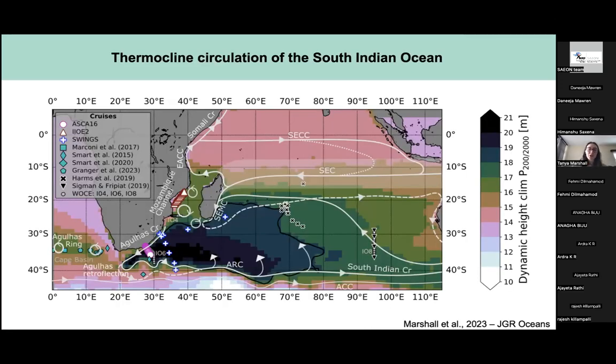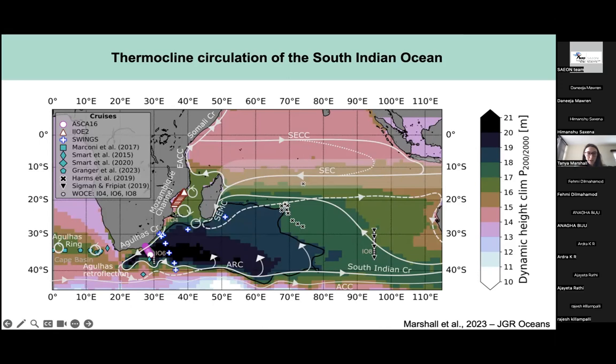This is a map showing thermocline circulation for the South Indian Ocean, where the white arrows show circulation pathways. By thermocline, I mean about the 200-meter depth level. The map color is the dynamic height climatology, indicating circulation of the thermocline, where the darker blue colors in the Southwest Indian Ocean indicate tighter recirculation or retention of the waters, and this is typical of western intensification in all subtropical gyres.